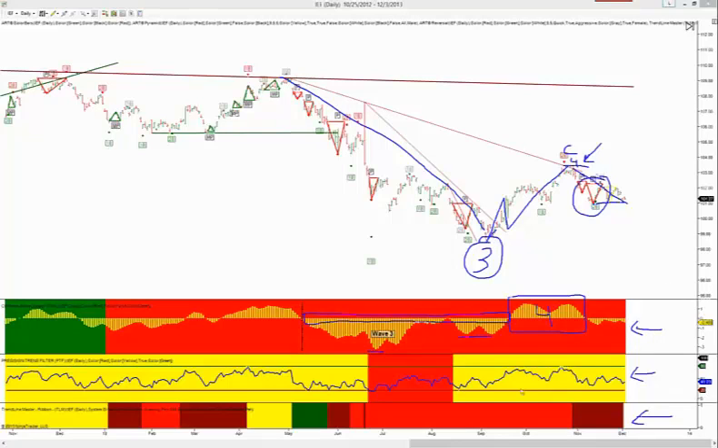Question for you. Take a look at the PTF here. When it goes from yellow to red and red to yellow, what does that mean? Somebody out there? We'll use this as a little bit of a learning experience.